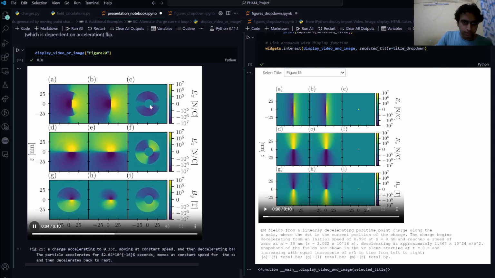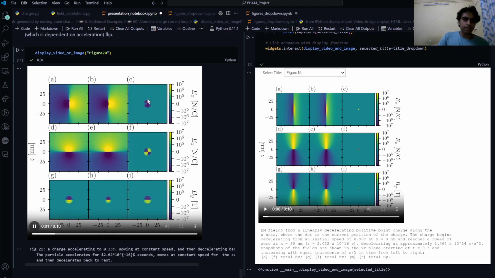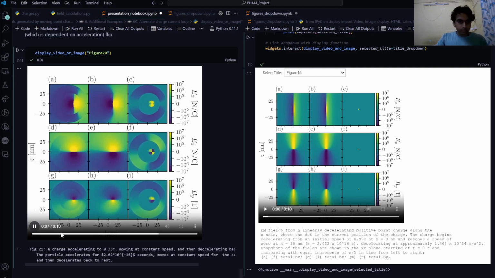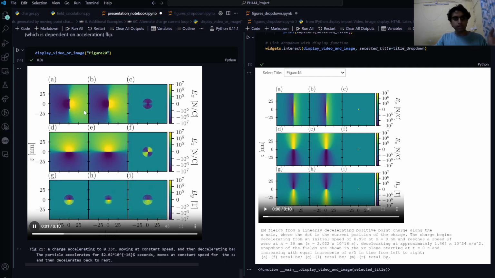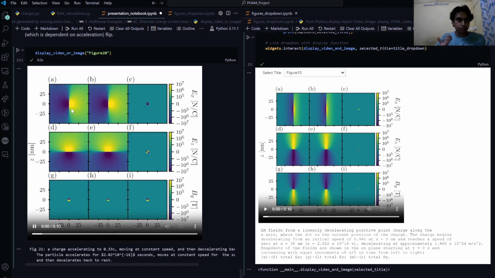What's also very interesting to notice is you see these green circles here, which just mean zero field, and that's because there is no radiation component to the electric field when it is moving at a constant velocity. So in these 10 seconds, the charge accelerates for one third of the time, moves at constant velocity for one third of the time, and then decelerates for one third of the time until it comes to rest.